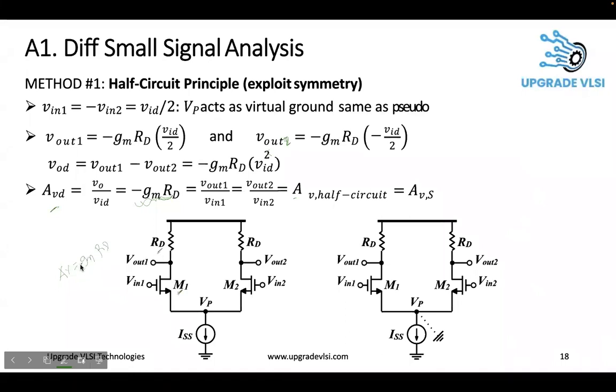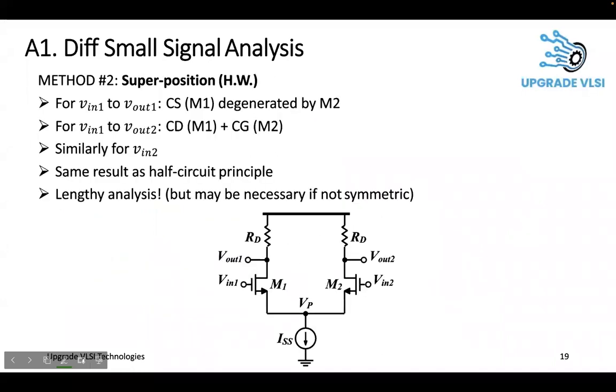It depends on the polarity, in what direction you are taking. You have two outputs. If you apply VD by 2 and minus VD by 2, from here to here there is a 180-degree phase shift, and from here to here again a 180-degree phase shift. So it depends on the polarity; either it can be minus GMRD or it can be plus. For the differential input, this is a virtual ground, so the entire circuit is simplified because of that.